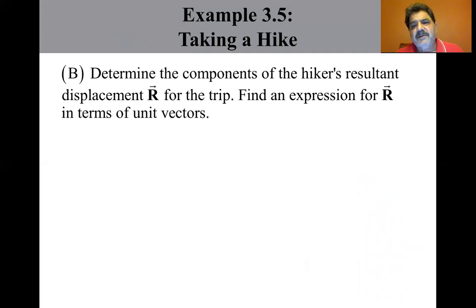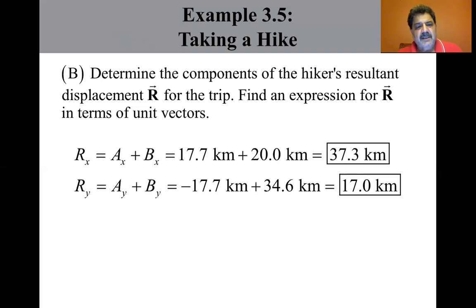Determine the components of the hiker's resultant displacement R for the trip. Find an expression for R in terms of unit vectors. So Rx is equal to AX plus BX, 17.7 kilometers plus 20 kilometers. You get 37.7. And Ry is minus 17.7 plus 34.6, and you end up with 17.0 kilometers.